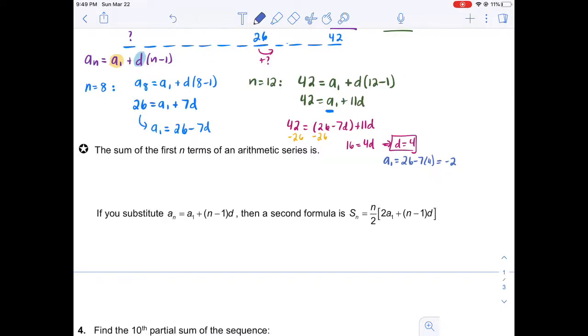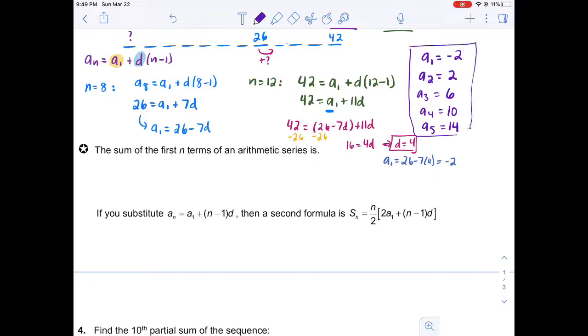Now, if we work off to the side, they ask us to find the first 5 terms. So the first term is negative 2. We're good there. Then to get to each term, we're going to add 4. So that makes A2, 2. That makes term A3, 6. And then term A4 is going to be 10. And term A5 is going to be 14. And now we have found our first 5 terms, and that is the end of this problem.